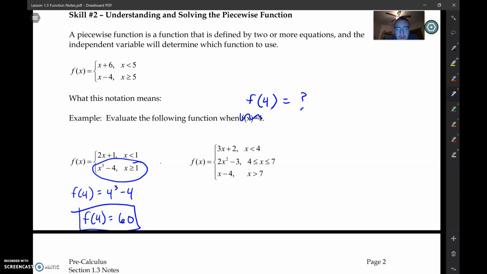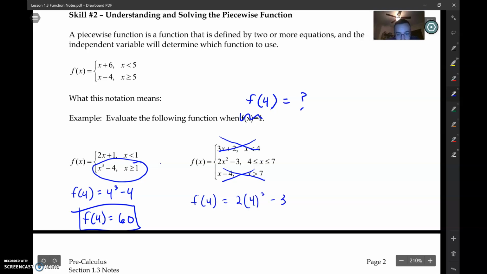Okay? And then we do the same thing over here. They want us to solve this piecewise f of 4. So we look: this is when x is less than 4, so we're not going to use that one. This is when x is bigger than 7, so we're not going to use that one. This one includes 4, so we're going to use the middle one. So f of 4 is 2 times, instead of x squared, we put our 4 in, minus 3, and then you just reduce. What is 4 squared? 16, times 2 is 32, minus 3 is 29.